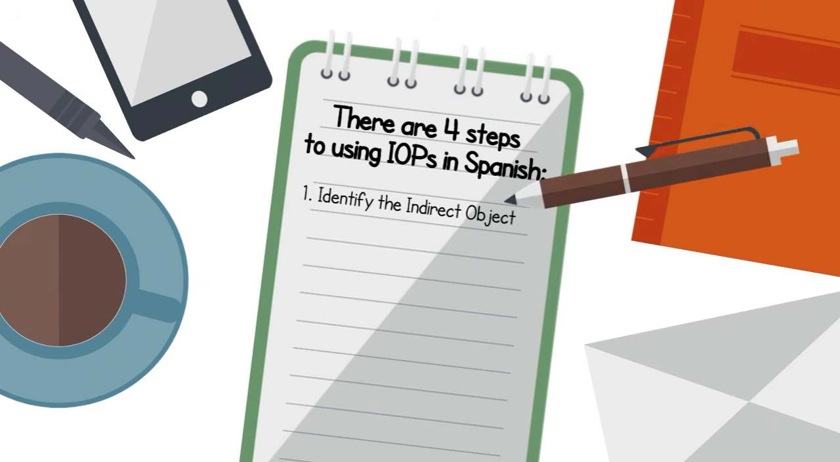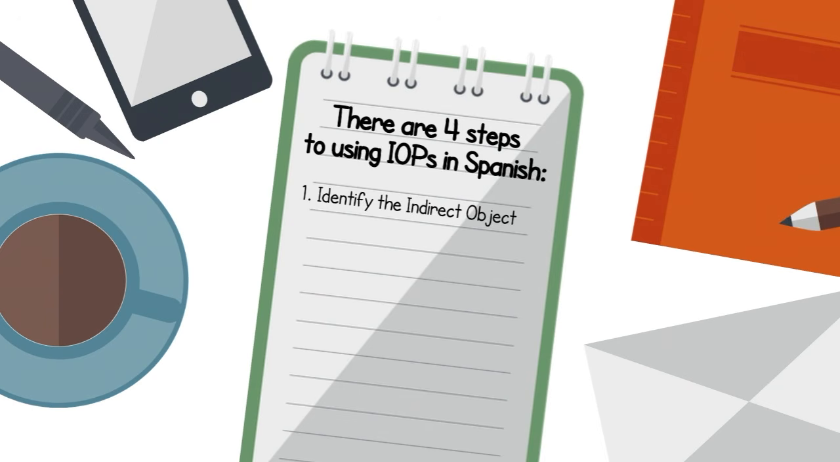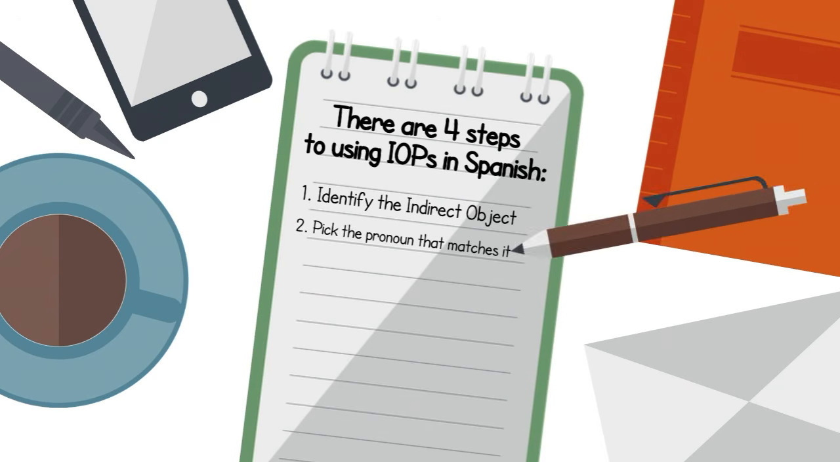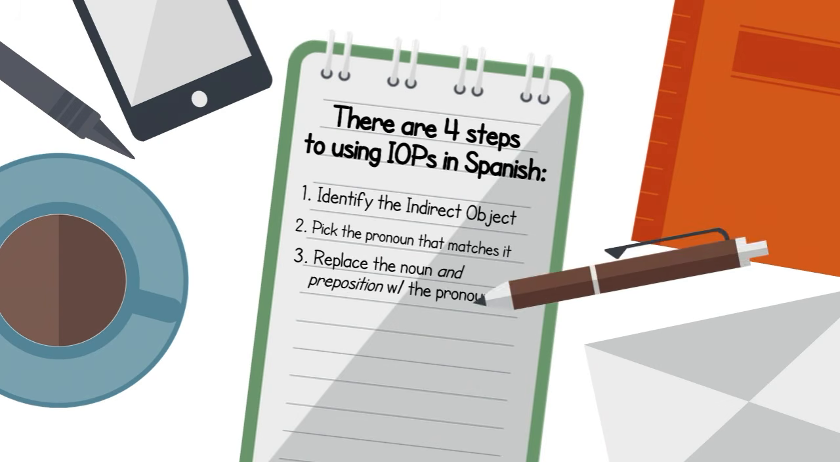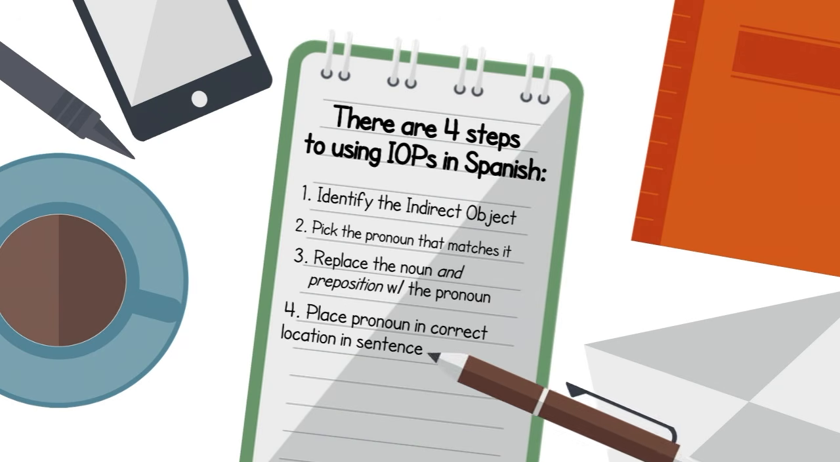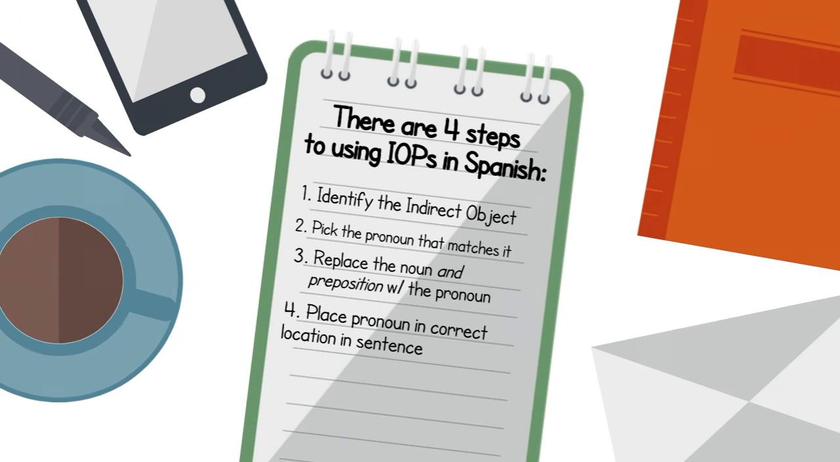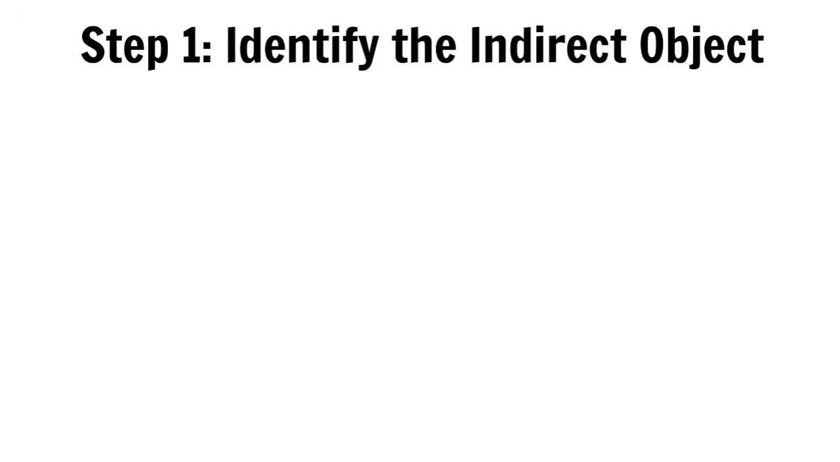Number 1, identify the indirect object. Number 2, pick the pronoun that matches it. Number 3, replace the noun and preposition with the pronoun. And number 4, place the pronoun in the correct location in the sentence. So we'll start with step 1, identify the indirect object.